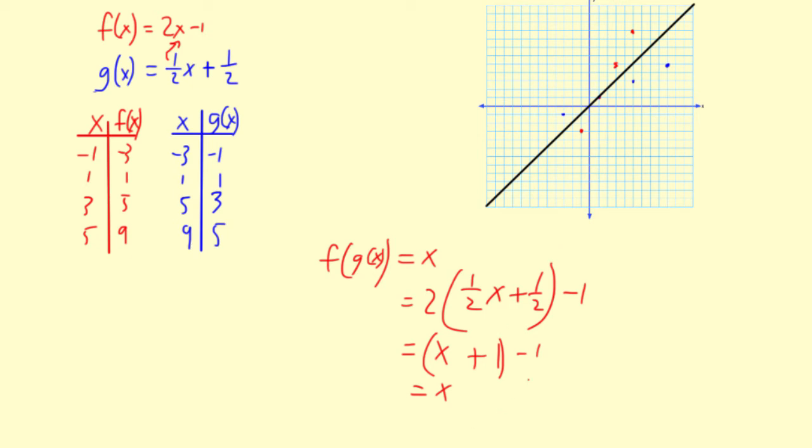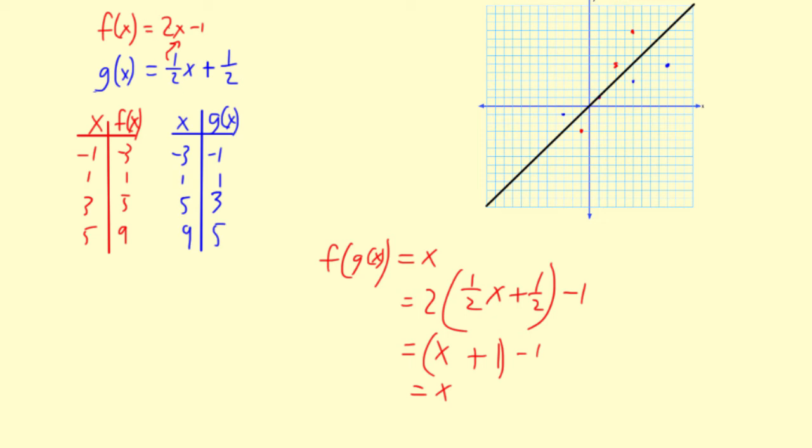And what this means is that you're kind of undoing the original function. My f of x, you take x, multiply by 2, and then subtract 1. Well, to undo that, you multiply by 1 half and then add 1 half.